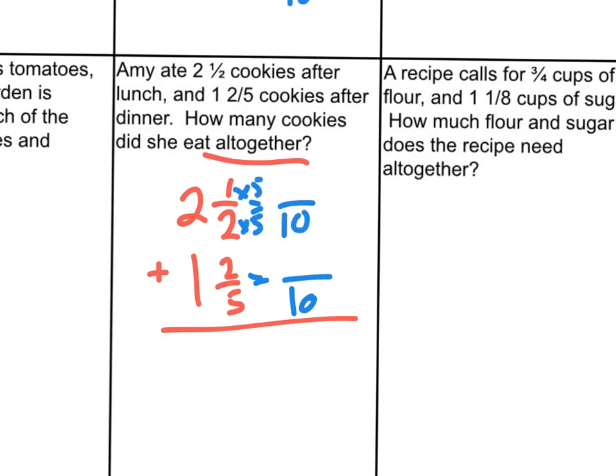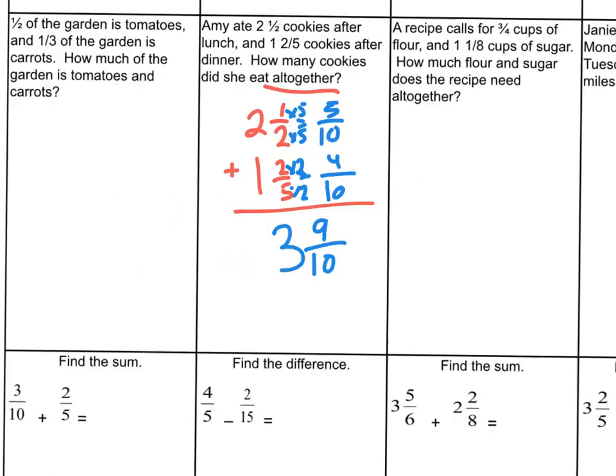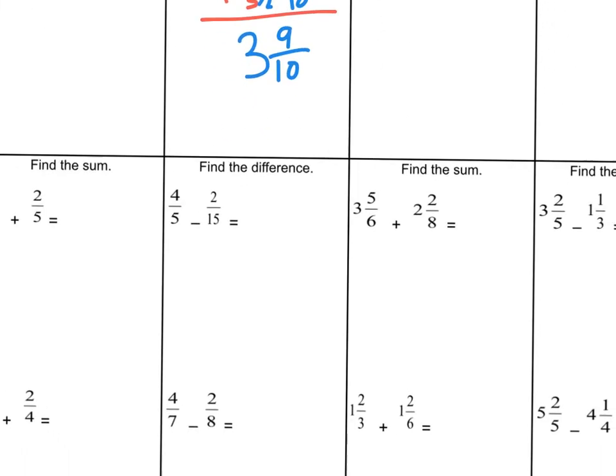Times 5, that would be 5 tenths. This is times 2. Times 2, that would be 4 tenths. When you add them up, you get 9 tenths. And then 2 plus 1 makes 3. So we know that she ate 3 and 9 tenths of a cookie. So she almost ate 4 cookies. If she ate 1/10 more, then she would be at 4 cookies.